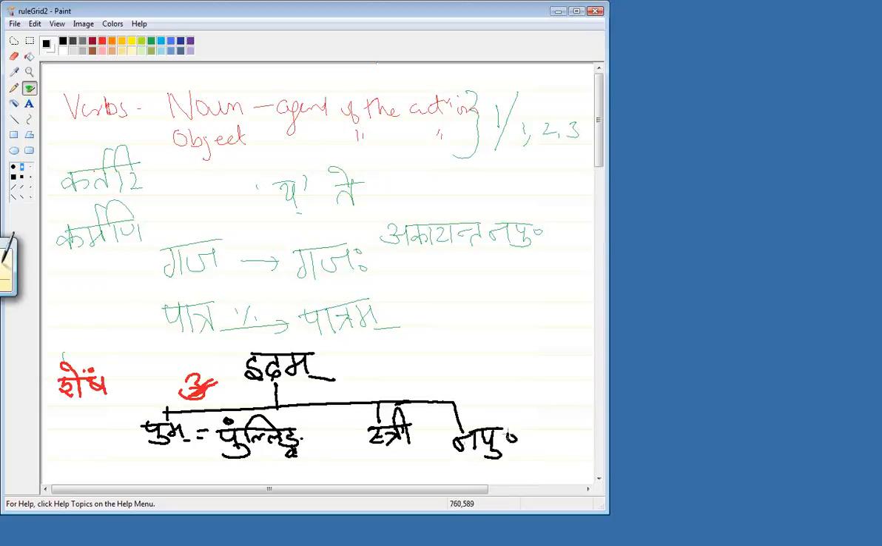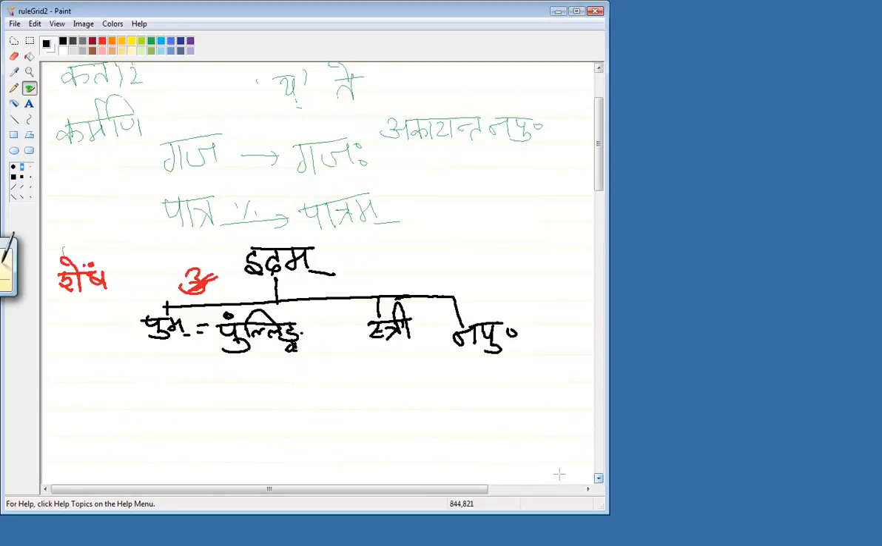Now, when I say he, what kind of a noun is it in English? Is it a noun? You call it a pronoun. In Sanskrit, we have a very nice word for it. For all pronouns, what do we call them? We call them sarvanama. What does sarvanama tell you in itself?